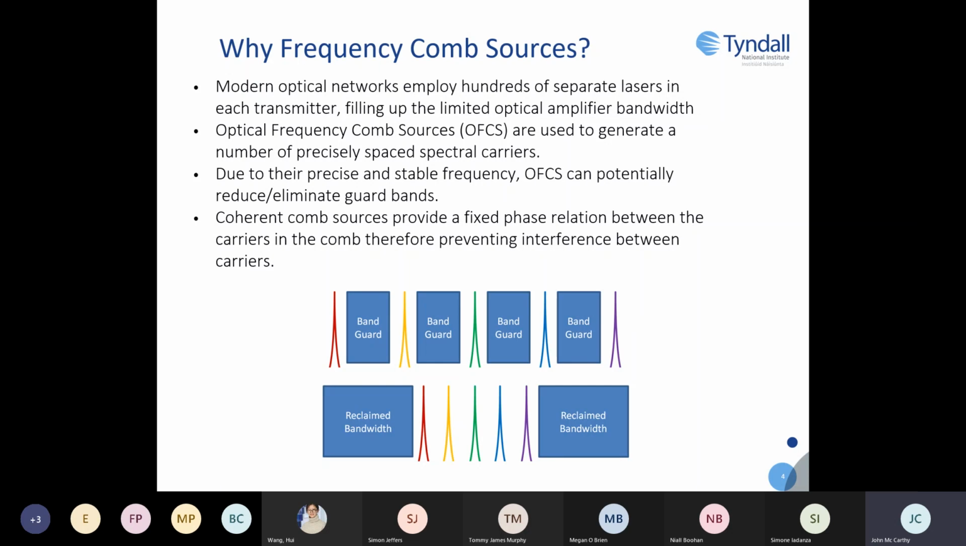Optical frequency comb sources can potentially reduce or eliminate these guard bands. Optical frequency combs are used to generate a number of precisely spaced spectral carriers that have a precise and stable frequency. Due to the fixed phase relation between the carriers in the comb, there is no interference between comb lines. In other words, if one comb line jitters, then all comb lines jitter.